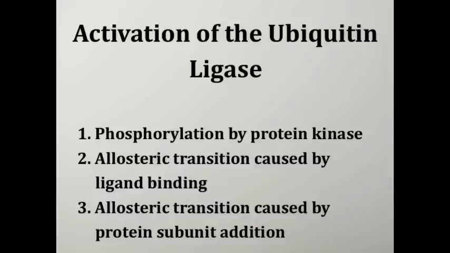There are three ways to activate the ubiquitin ligase. 1, phosphorylation by protein kinase. 2, allosteric transition caused by ligand binding. And 3, allosteric transition caused by protein subunit addition.